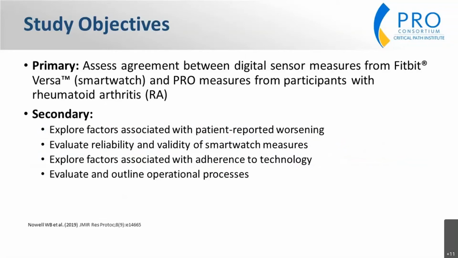For many of you who know me, you will know that I'm a firm proponent of the complementary nature of digital sensor measures and patient-reported outcomes in understanding the overall patient experience. However, you have to admit that sometimes describing that relationship and its complementary nature is not always the most straightforward. So the primary objective of the digital study was to assess the agreement between digital sensor measures, in this case, we used a Fitbit Versa, and patient-reported outcome measures from participants with rheumatoid arthritis. We've also got a whole bunch of secondary and exploratory objectives listed here, but for today, we'll be focusing only on the primary objectives.